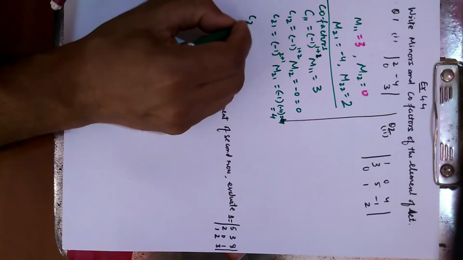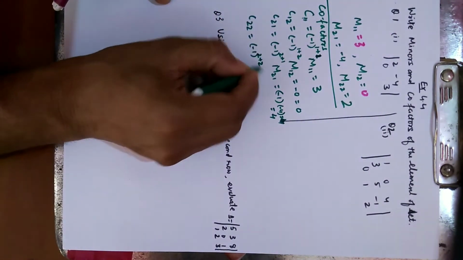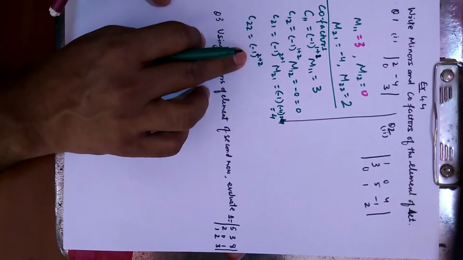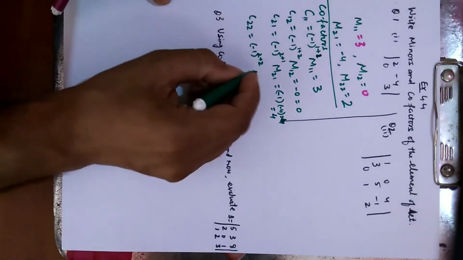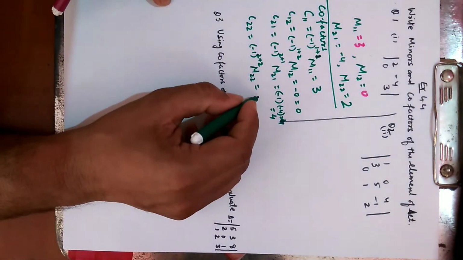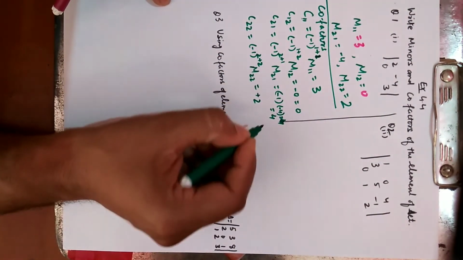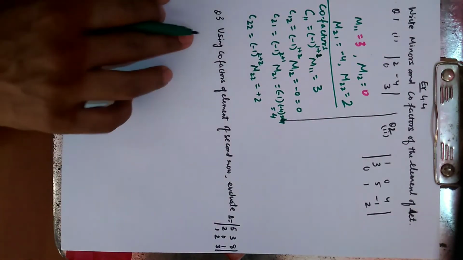Now the last one is C22, minus 1 to the power 2 plus 2. Always you have to do like this, whether it is a 2 cross 2 or 3 cross 3 matrix. So this is minus 1 to the power 2 plus 2, and this will be M22. M22 is 2 and this becomes positive, so this is plus 2. So these are your cofactors.